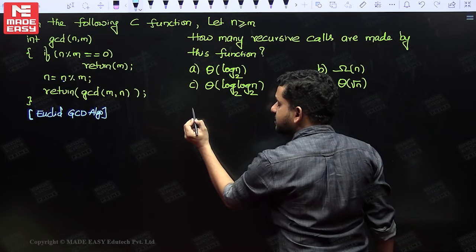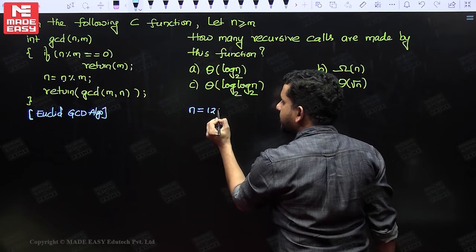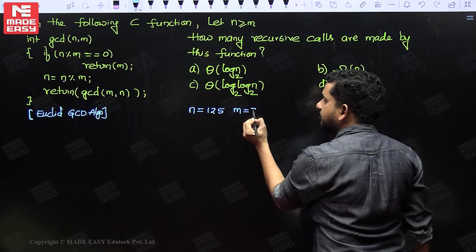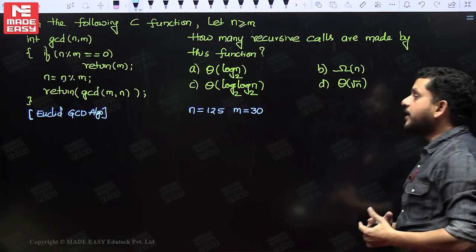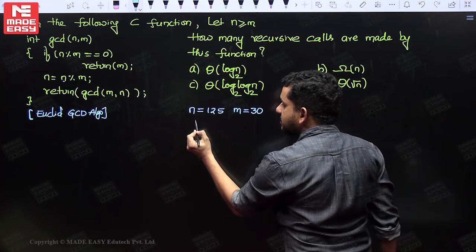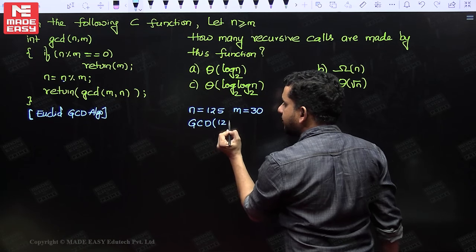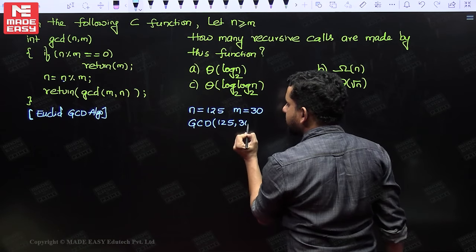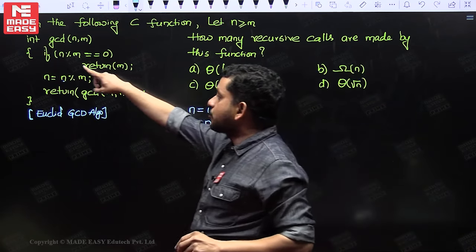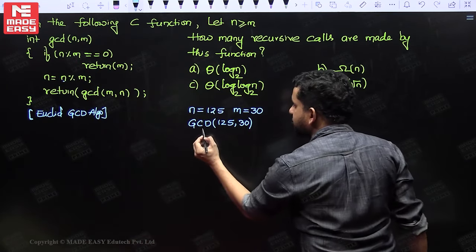So for example, n is 125 and m is 30. We need to find the greatest common divisor of 125 and 30. So the algorithm works like this. GCD of the bigger number as the first parameter and the smaller number as the second parameter. So 125 modulus 30 is not 0, so it does not return. Now it calls one more function.